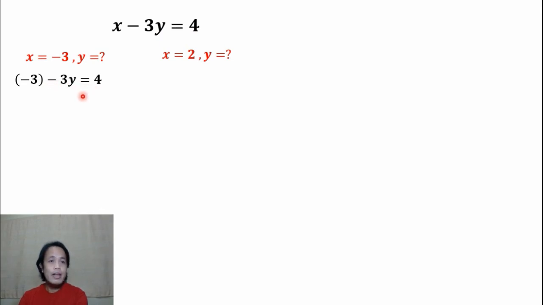Then afterwards, since we are only going to solve for the value of y, we need to isolate y to the left side of the equation. So what we need to do here is we need to transfer negative 3 to the right side of the equation. So how to transfer is to use the addition property of equality. So we will add 3 here, that is negative 3 plus 3, which is 0.